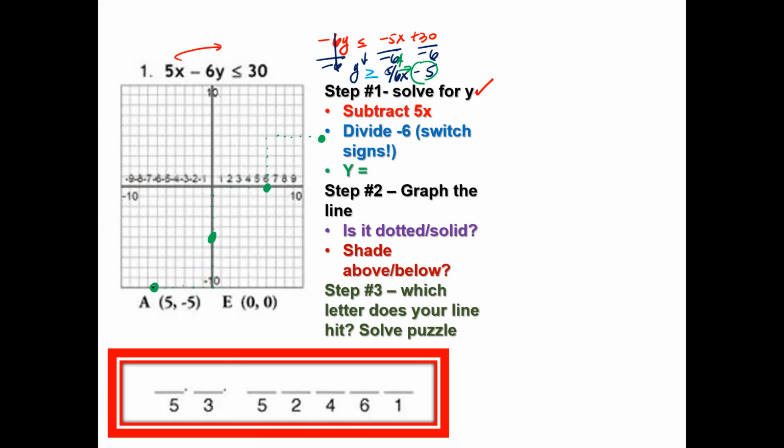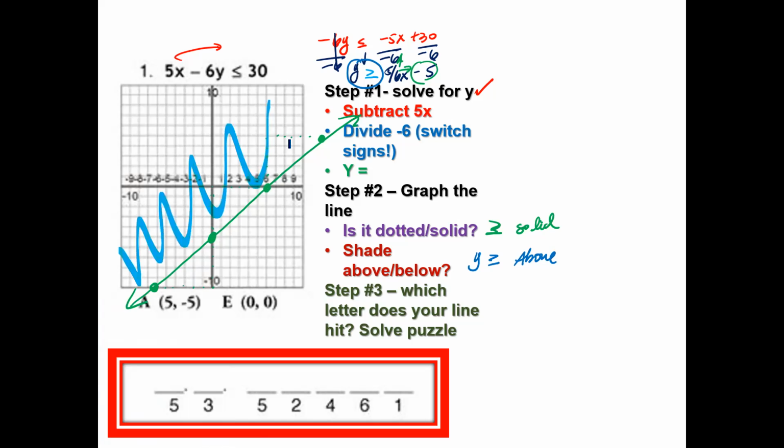All right. So now that I have my 4 dots, I'm going to ask myself, is it solid or is it a dotted line? Well, given the fact that there is an equal sign right there, it is a solid line. So let's go ahead and draw the solid line. And do you shade above or below? Given the fact that it is y greater than, you shade above. So take your highlighters or your pencils, and this is what it looks like. That's your answer. And then step 3, which letter does your line hit? Solve the puzzle. Well, to me, it looks like it hit letter A. So for number 1, I'm going to put A right there, A as an apple.